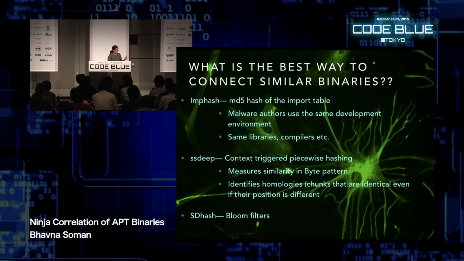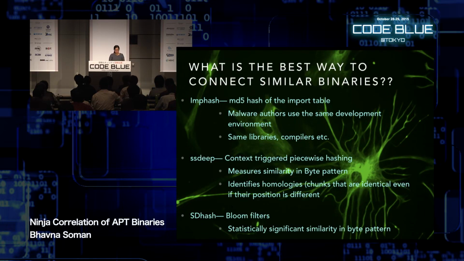Each of these three methods calculates semantics in a very different way. Imp hash uses equality, whereas the other two use similarity distance. Theoretically, any of these methods could have worked well in connecting APT binaries to each other, but we didn't know which. And to find that out, we had two major problems.